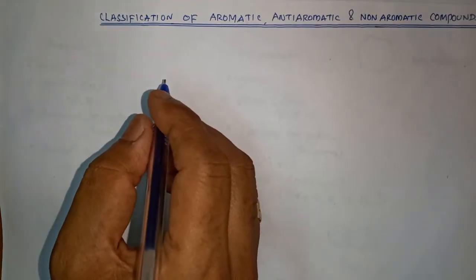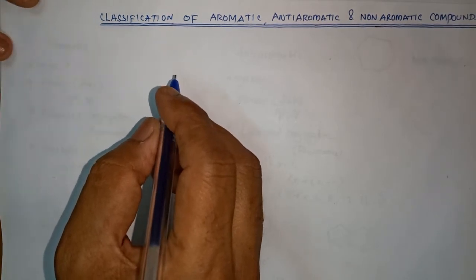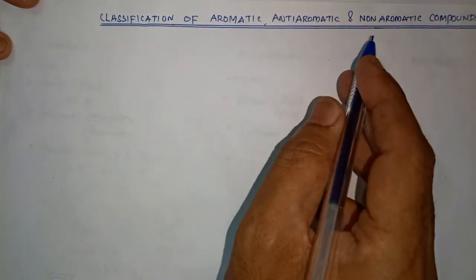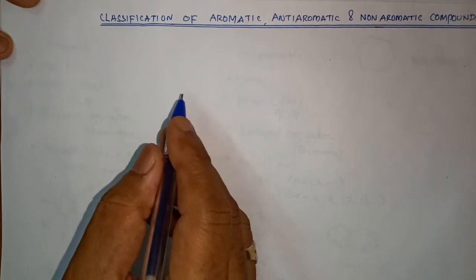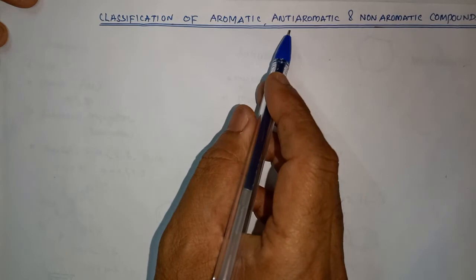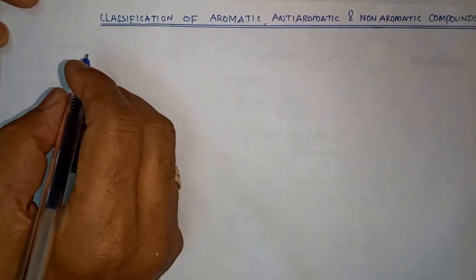Welcome to my channel. Today we see the classification of aromatic, anti-aromatic and non-aromatic compounds. To classify the given compound as aromatic, anti-aromatic or non-aromatic, we must know certain conditions.